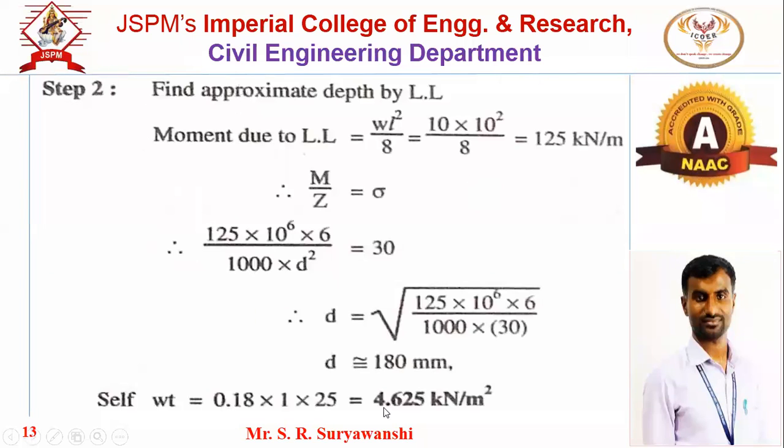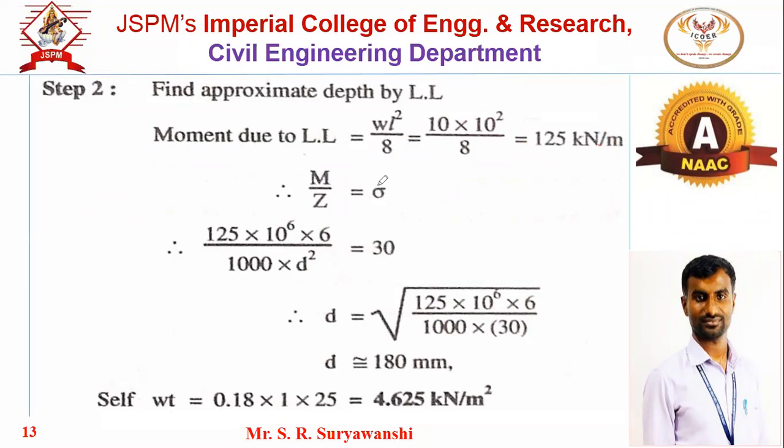So first, the depth of the slab you have to find out as per the live load. They have given the live load as 10 kilonewton per meter. So the moment due to the live load, that we know, is WL square by 8. W they have given as 10 kilonewton per meter, and the span again they have given as 10. So 10 into 10 square by 8. So the moment due to the live load is 125 kilonewton meter.